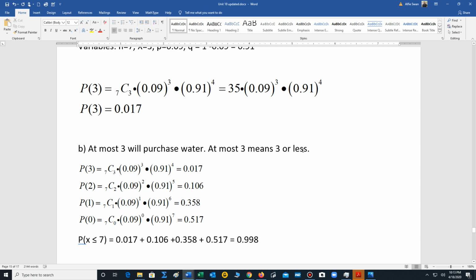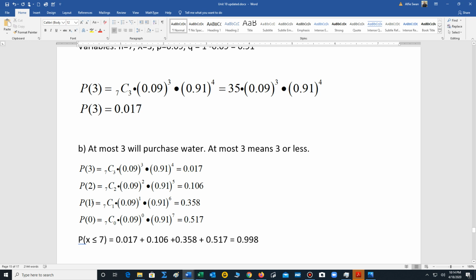At most 3 means 3 or less, so we have to perform this calculation for 3, 2, 1, and 0. So we're going to plug x equal to 3, 2, 1, and 0 into our formula. For 3, we already did the work. It's 0.017. For 2, we have 7C2 times 0.09 squared. Now remember, this power will change. As this power diminishes, this power increases, because when you add the two powers together, it should equal 7 in this example. So 0.09 squared times 0.91 to the fifth, 0.106.